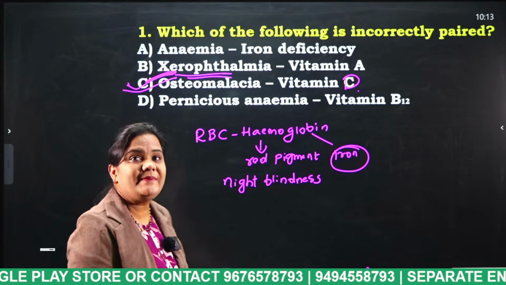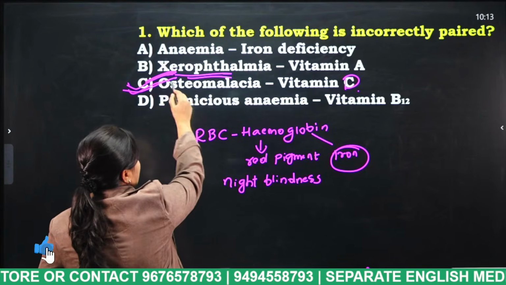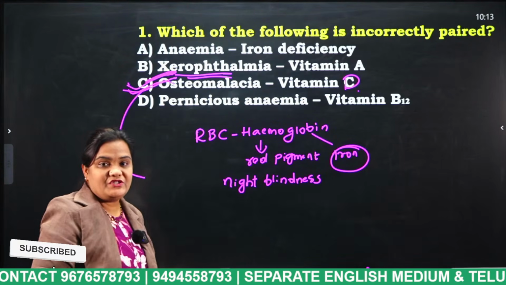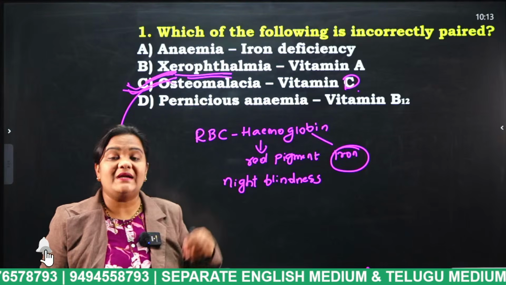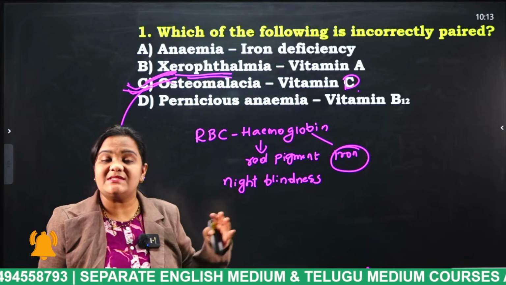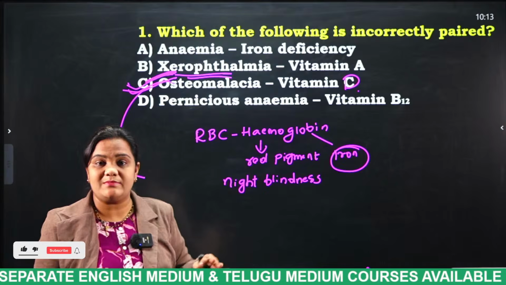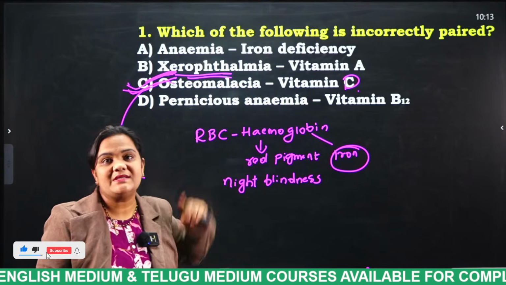So what might be the answer, students? Osteomalacia. This is the vitamin D deficiency in adults. For children, it is rickets, that is nothing but softening of bones that takes place if a person is suffering with this condition.